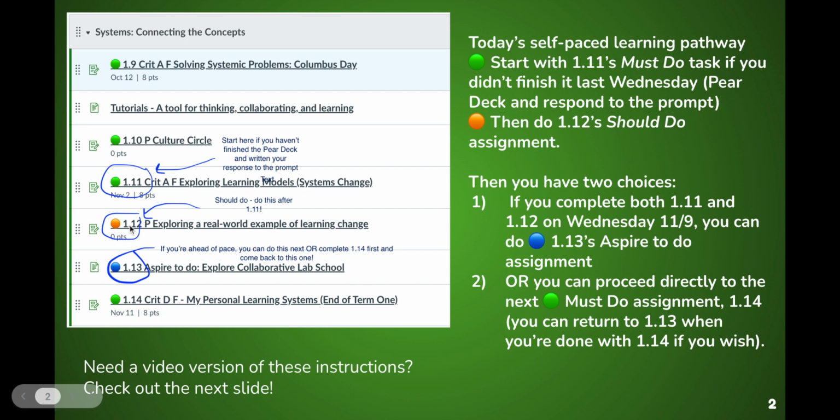So you can go from 1.12 straight to 1.14, or if you have time, you can start with 1.13 and you can do these two in either order. So if you finish your personal learning system, you can always jump back into this collaborative lab school. So that is your work for today. Jump in where you are. You might start here. You may have already started with 1.12, and then proceed as it makes sense for you.